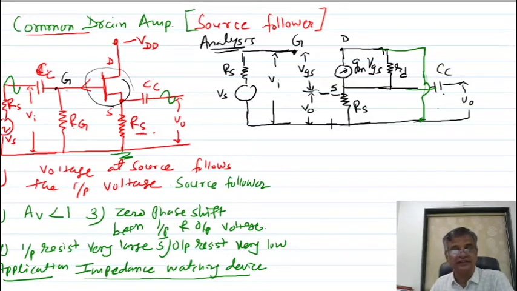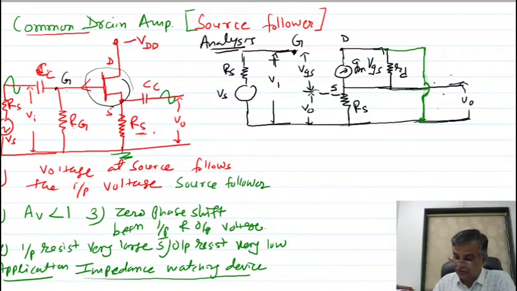So this is your equivalent circuit for a common drain amplifier. And again, we are assuming the coupling capacitors offer very low reactance, so I am neglecting the coupling capacitor from the equivalent circuit. The resultant circuit is as shown in the figure. This is the equivalent circuit of a common drain amplifier, or it is called a source follower.